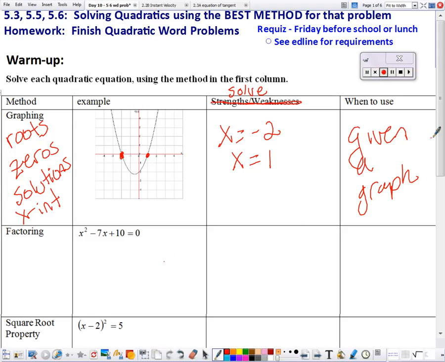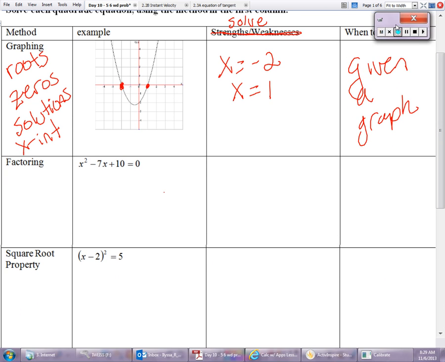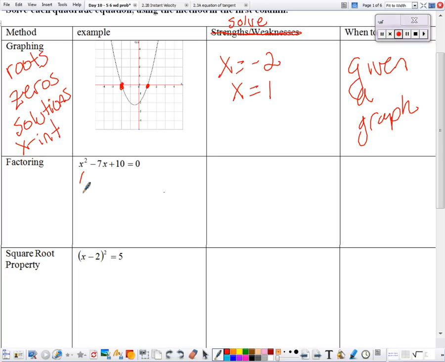Okay, so the next method is factoring. So this quadratic is in standard form already. Let's see if it factors. What multiplies to 10 that adds to -7? That's x. We're going to do -5 and -2. Set each factor equal to 0. X equals 5 and x equals 2.